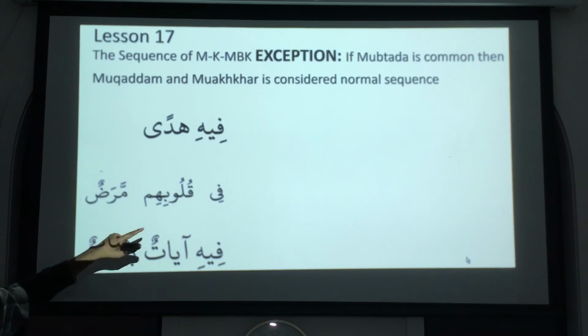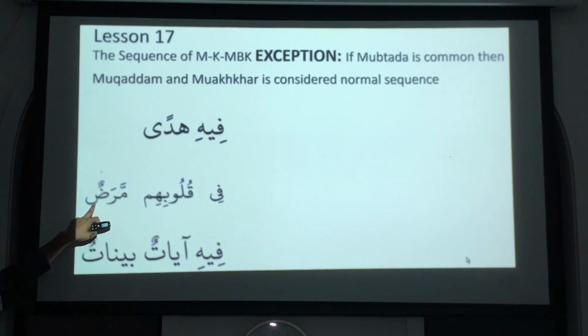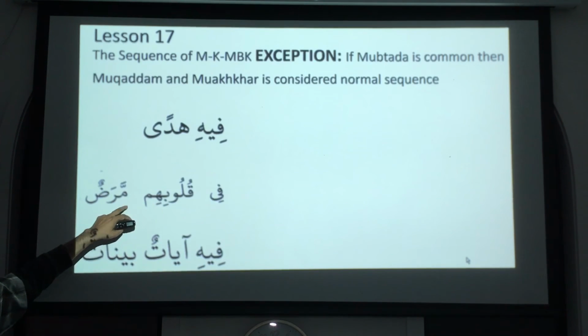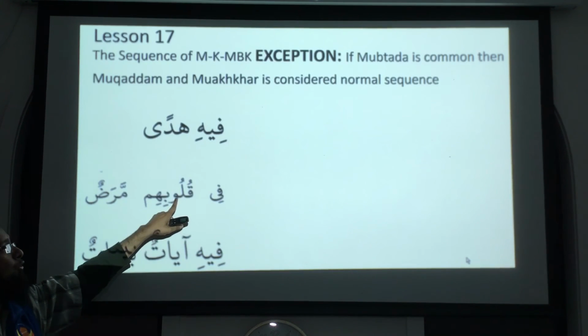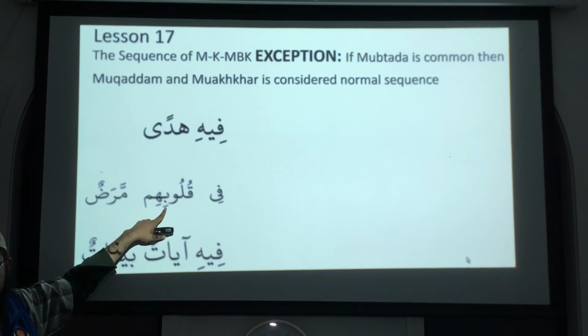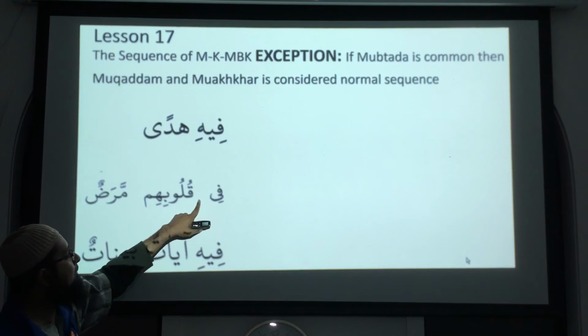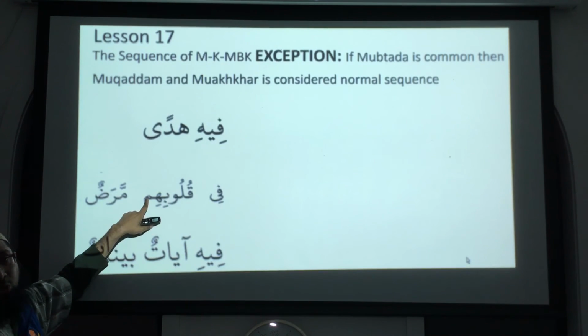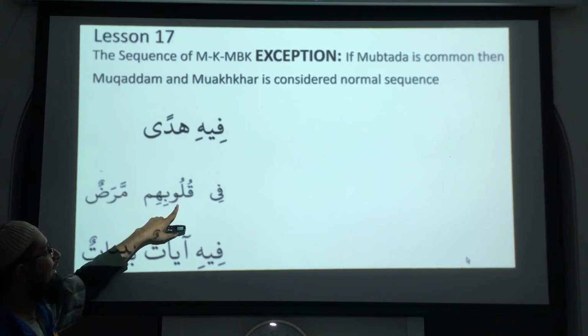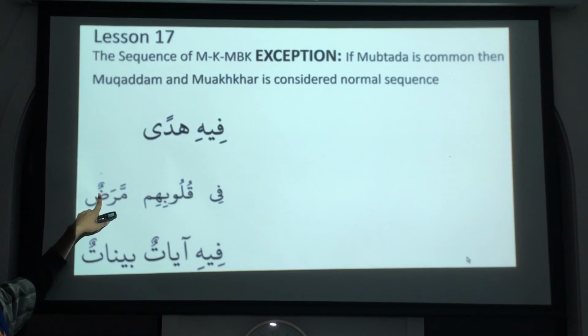It's not proper. Same thing here. Fi qulubihim maradun. Everybody knows this ayah, right? Ayah number 10 of Surah Al-Baqarah. So here also fi qulubihim. What does qulubihim mean? In their hearts. Mudaf mudaf ilayh, right? And fi is making them jar. That's why it's him, not whom. So fi qulubihim, in their hearts, a disease.